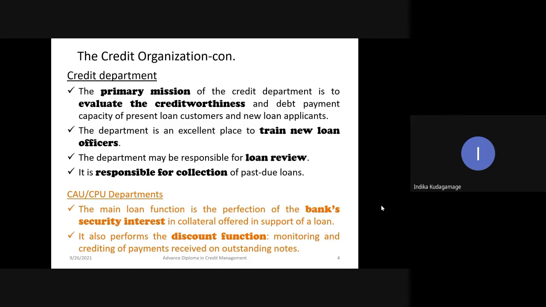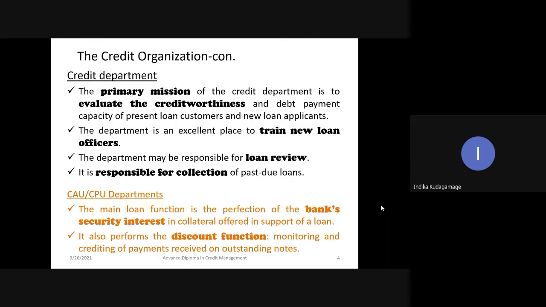Then today's main lecture, CAU and CPU. CAU is credit admin, CPU is credit processing, central processing. Basically, it again depends on your bank size. It is one entire function, but it is segregated. One team puts everything into the system. The other team does all the wire transfers and disbursements. CPU is the one who does the disbursement part. CAU, the credit administration unit, is the one who puts everything into the system.